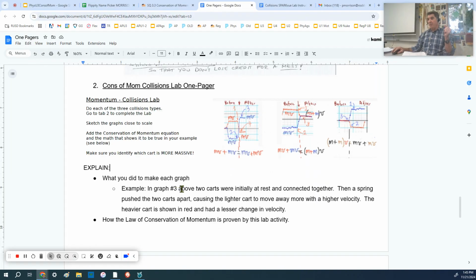For example, in graph 3 above, two carts were initially at rest and connected together. Then a spring pushed the two carts apart, causing the lighter cart to move away more with a higher velocity. The heavier cart is shown in red and had a lesser change of velocity. And then also how the law of conservation of momentum is proven by this lab activity.